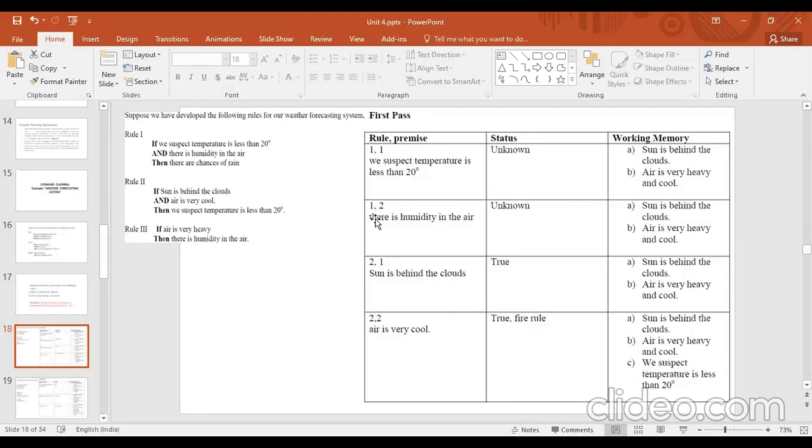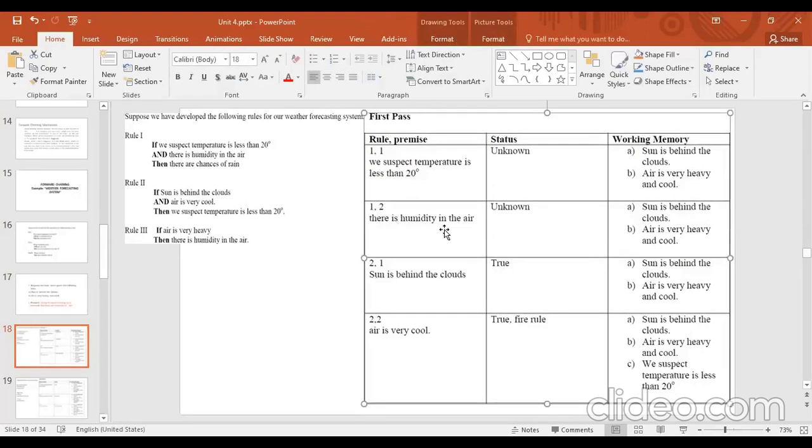Now here the first rule, second point is there is humidity in the air. So now I have to check, is it available in the working directory? Because the working directory helps to take our decision. Here it is also not available. So here I write status unknown.